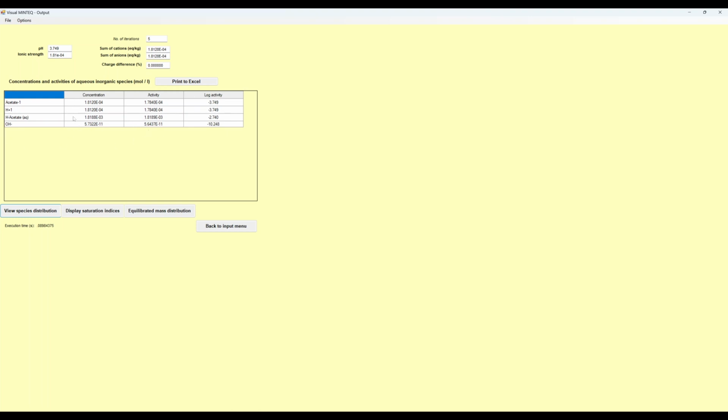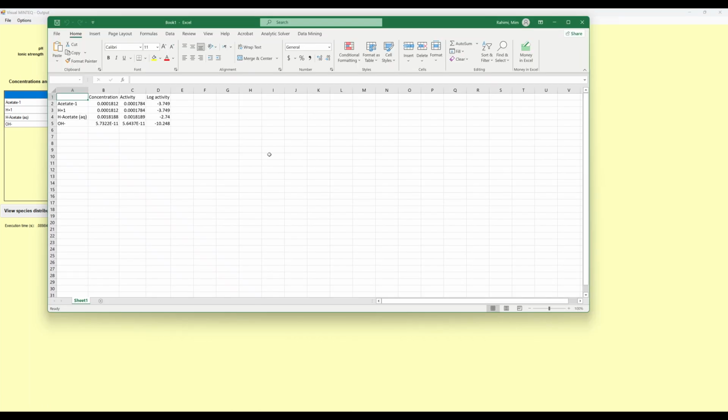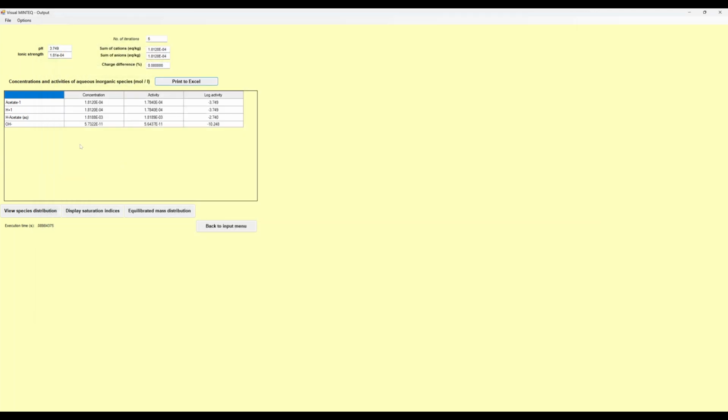So this is the speciation, or the activity or concentration of all the species at equilibrium for the acetic acid solution. We can obviously print it to Excel. This would be very straightforward. If we just click it, then you have an Excel file generated immediately for the speciation, with all the information that you have in this box.